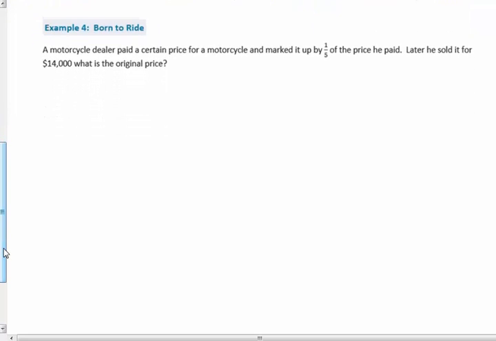Example 4, Born to Ride. A motorcycle dealer paid a certain price for a motorcycle, and marked it up by 1/5 of the price that he paid. What's the price? I don't know. So I'm going to bar model this.